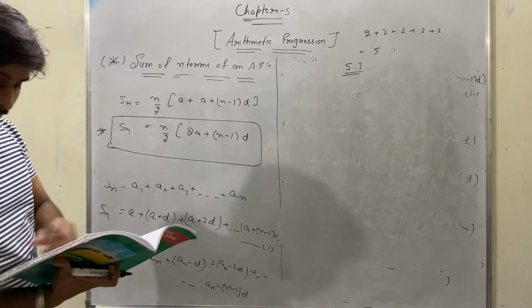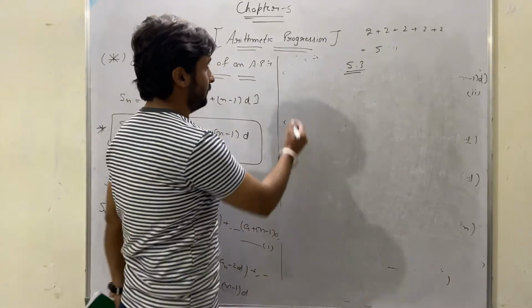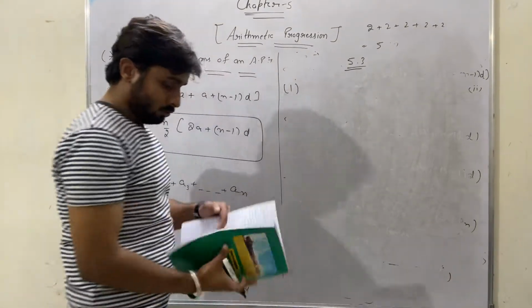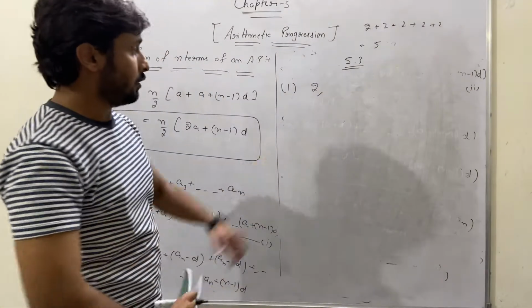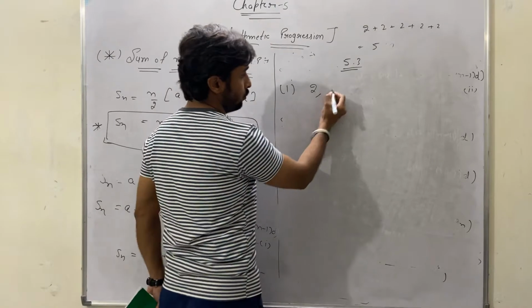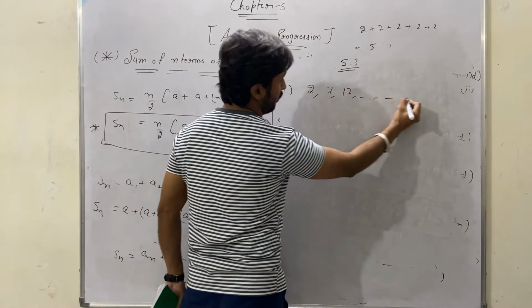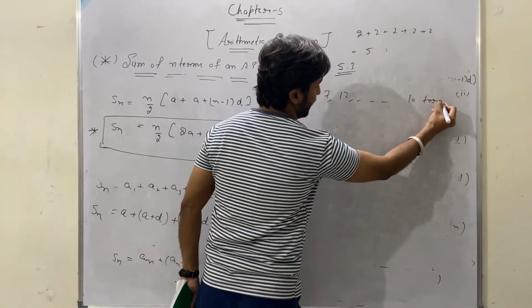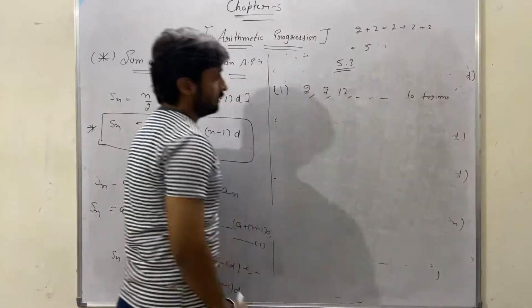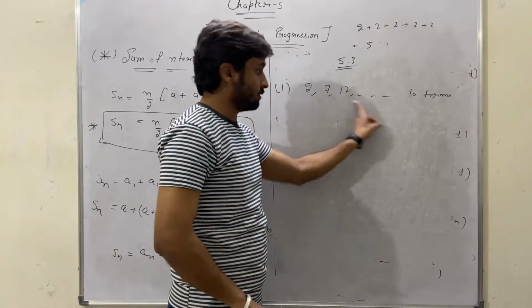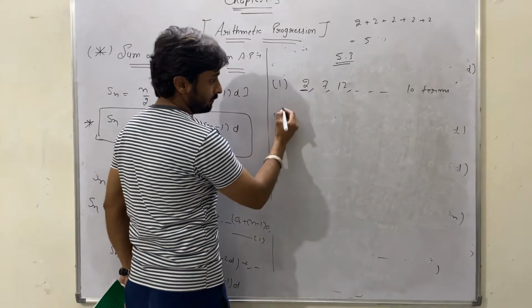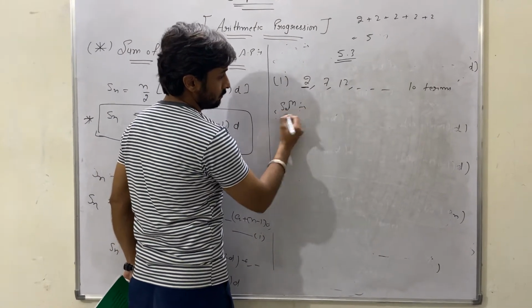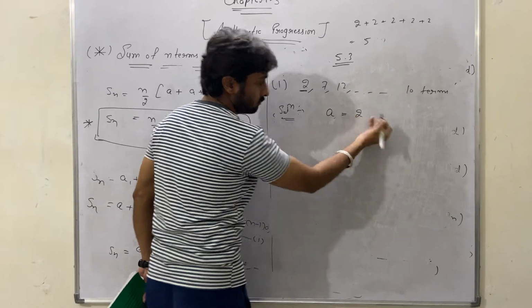What if I write the first sum of 5.3? The first sum is to find the sum of the AP given. This is the first part of the first sum. The AP is given: 2, 7, 12, and so on, up to 10 terms. I have to find the sum of 10 terms of this AP. This will be the first term, so a is 2, right?